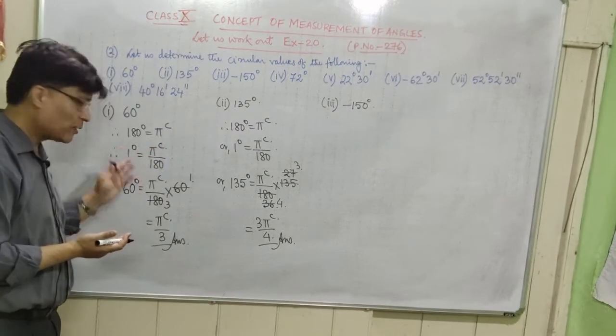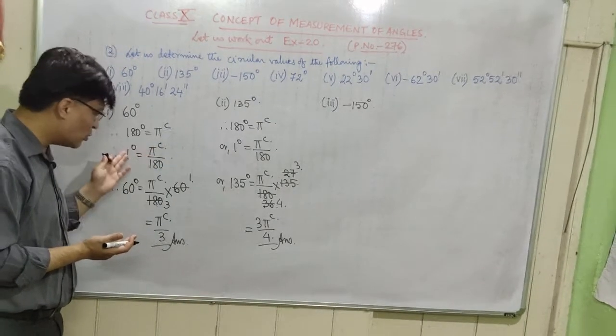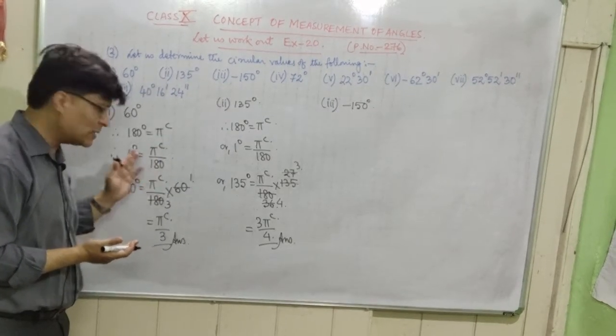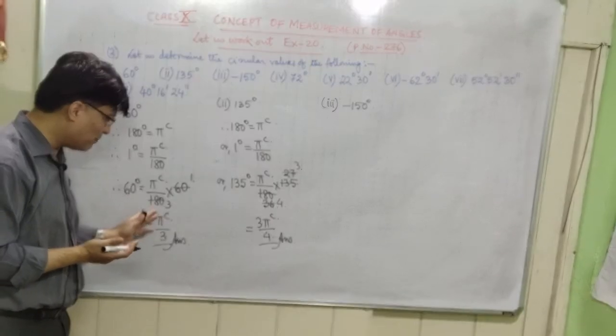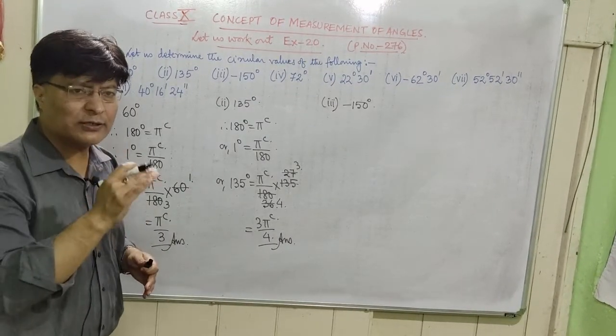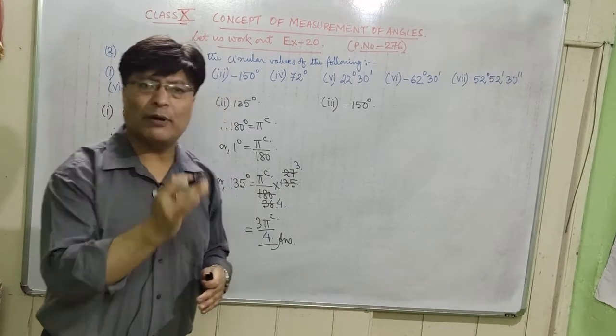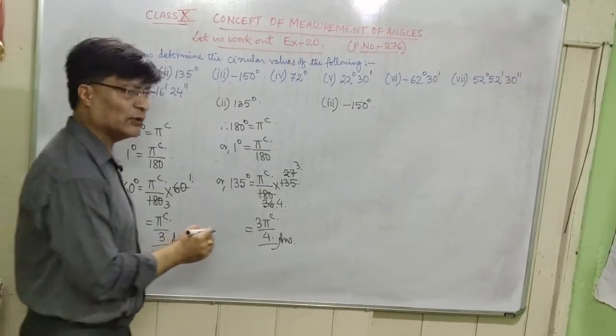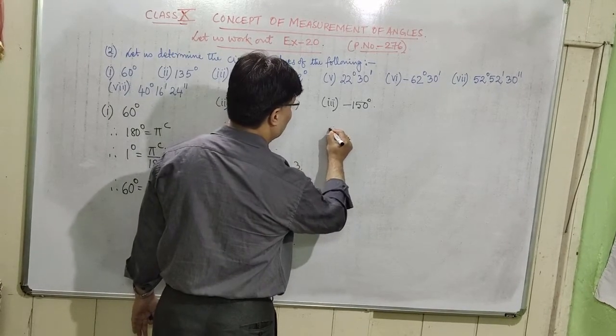So this 60 degree is more than 1 degree. So you have to multiply this pi radian divided by 180 by 60. So you will get pi radian by 3. Or you can directly convert this degree into radians by multiplying these degrees by pi radian by 180. Okay. So directly you can convert it.